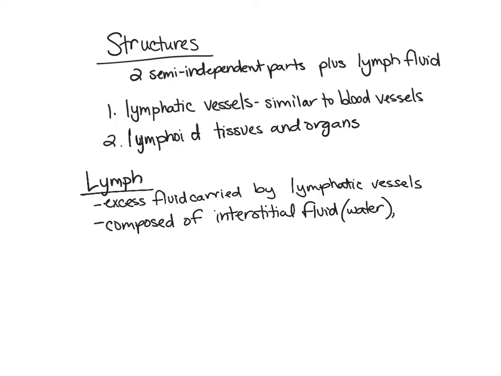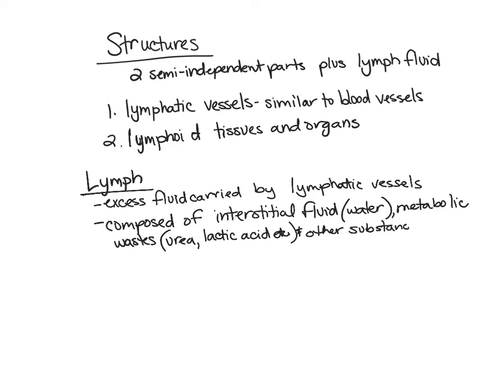Lymph is also composed of some metabolic wastes. Metabolic wastes meaning things that we would see other places, like urea, things that are filtered out in the blood, lactic acid, things like that. And then some other substances, so minimal amounts of things like ions that would get into the lymphatic vessels and the lymph.